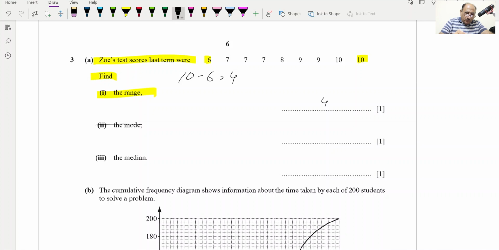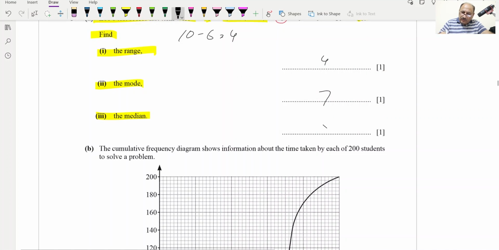Then mode will be what? Mode will be the most occurring, or most repeating. So we can check which is most repeating. So 7 comes 3 times. So 7 will be the mode, and we can write here 7. Then we are looking for the median. Median will be the middle value. So there are 1, 2, 3, 4, 5, 6, 7, 8, 9 terms. So 4 from this side, 4 from this side, and 8 is in the middle. So our answer will be 8 over here, which we have done as the median.